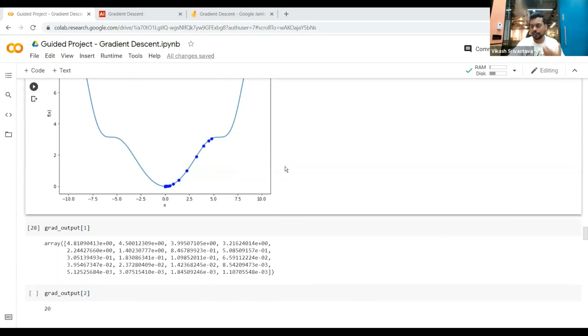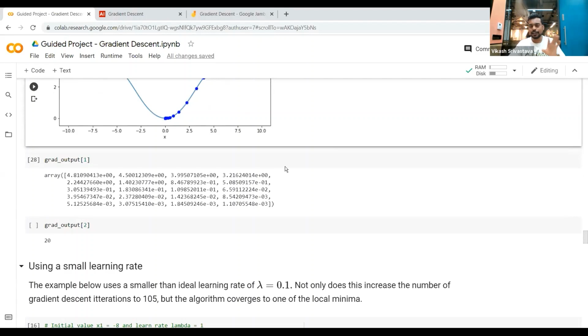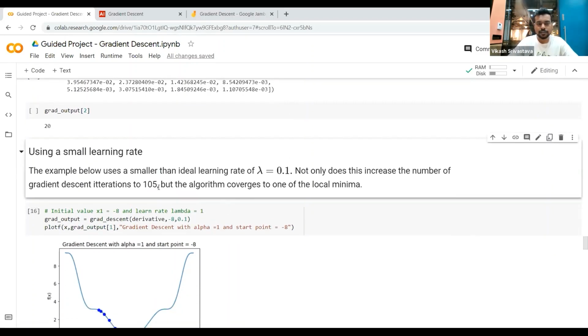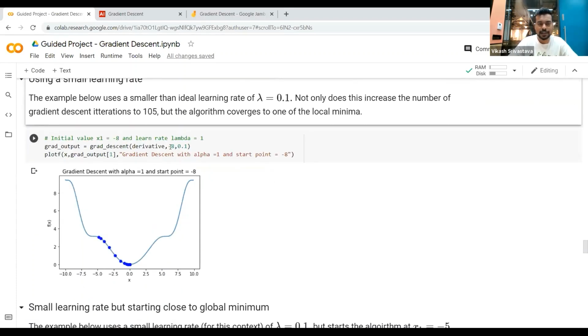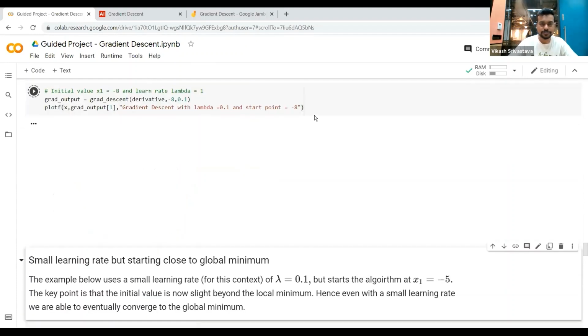So now we have written the gradient descent function. Now we just need to plug in different values of starting point and different learning rates to experiment. So now we will just be doing experiments. Here we'll use a smaller learning rate. Of course I'll start at -8, and my learning rate is going to be 0.1, so I'll update this to be 0.1. I'll call this lambda because that is what we have been using, and the starting point is -8. Let's go ahead and run this.